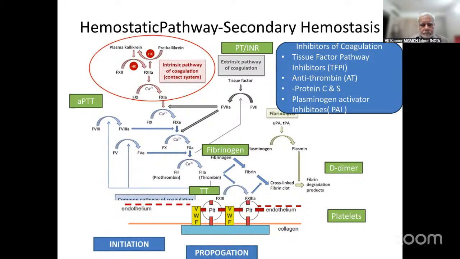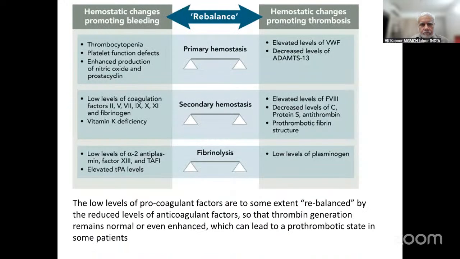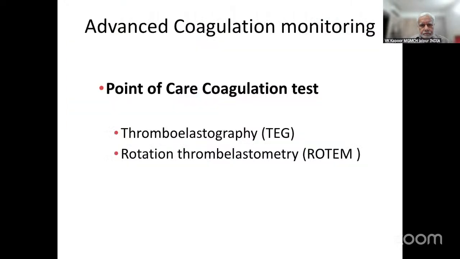And in liver disease, we know there is rebalanced hemostasis. That means the factors which promote bleeding are counteracted by the factors which promote thrombosis. So none of the routine tests give us an idea about the whole process of coagulation. That's why we need some advanced coagulation testing like thromboelastography and rotational thromboelastometry. So these are the point of care coagulation tests.